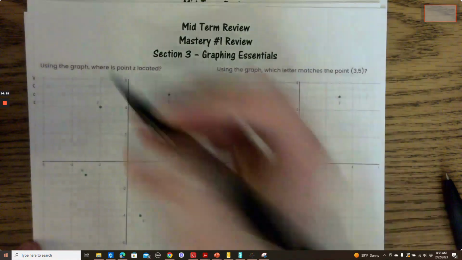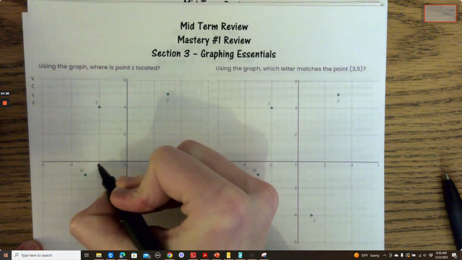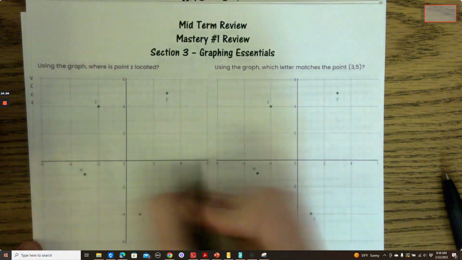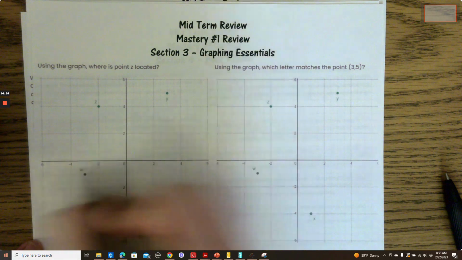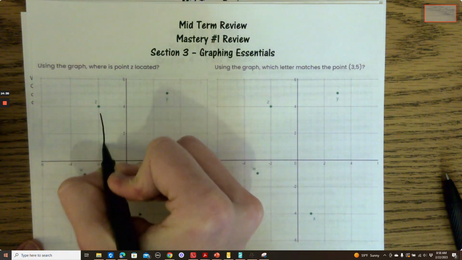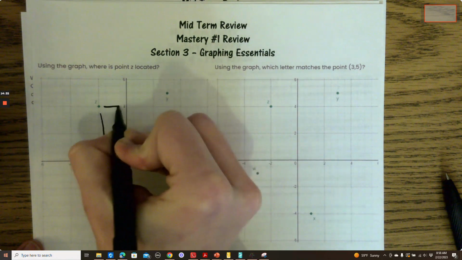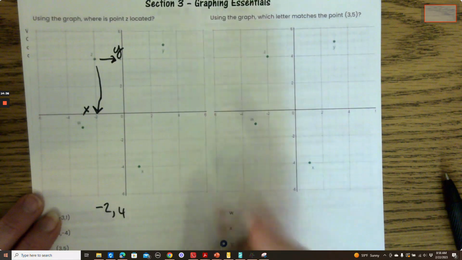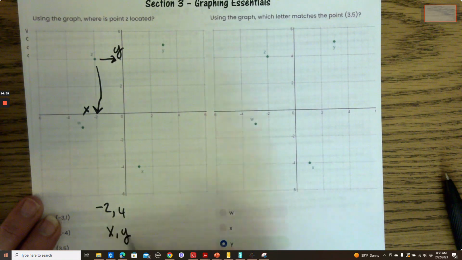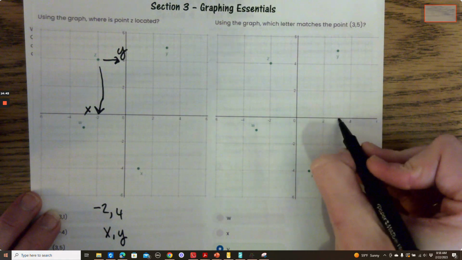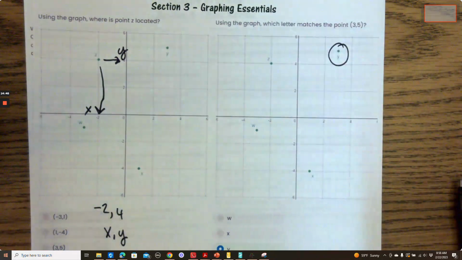More graphing, where is point Z located? Z is up here, so we went over to -2, up to 4. So you always do X first. Always move left or right, then you move up and down. So the number that it matches up with on the X-axis, this always comes first, this always comes second. Ordered pairs are always X, Y. Which letter matches 3, 5? Over to 3, up to 5. That's point Y.